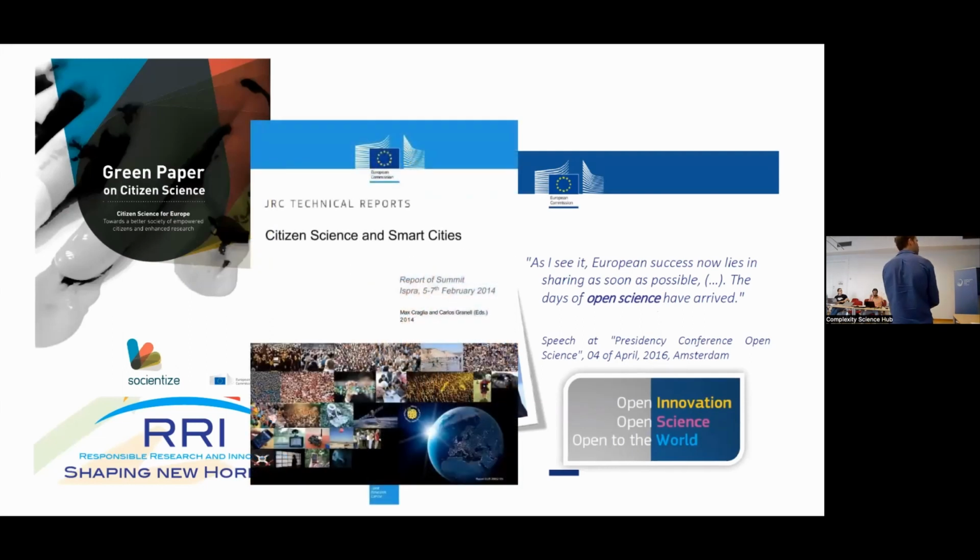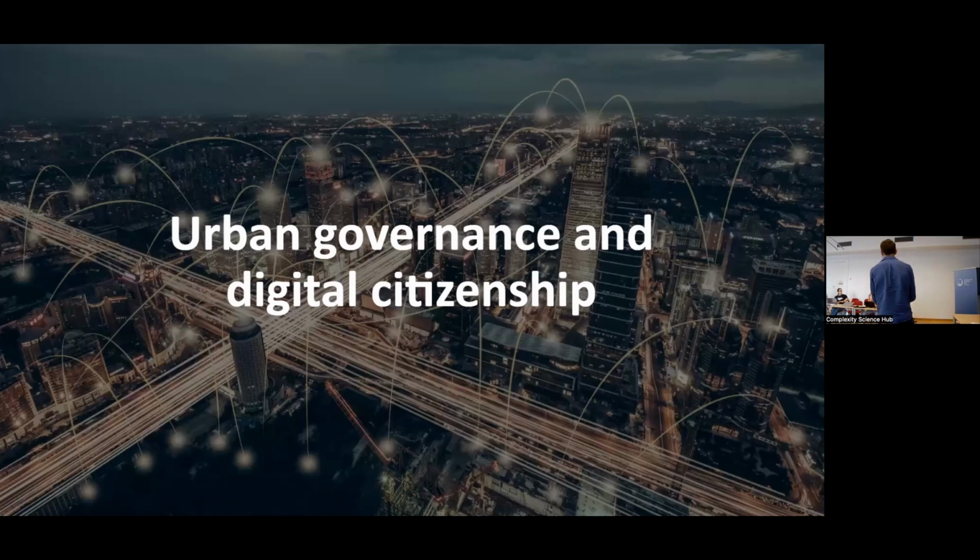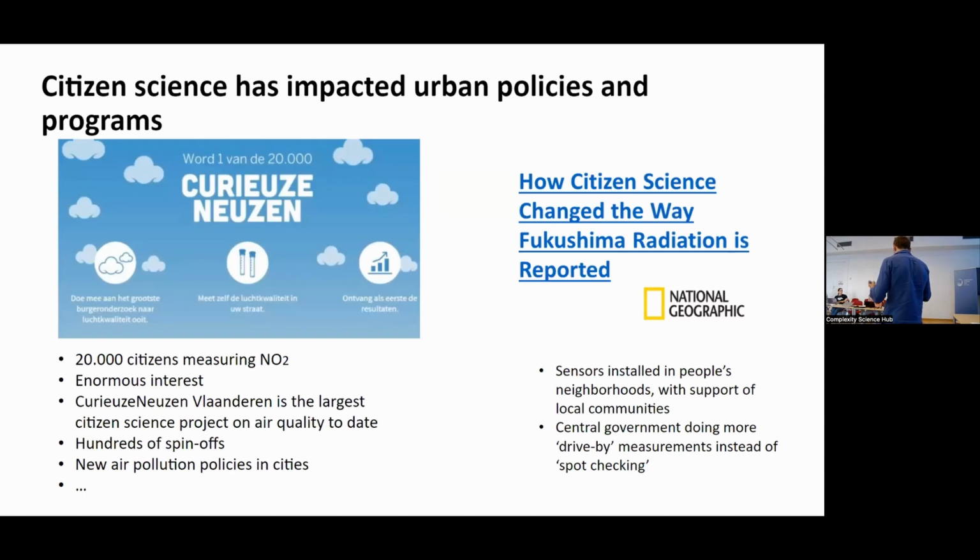But so the question is, what does this mean for urban governance and digital citizenship? I mean, coming back to the main theme of this workshop. So if we compare the two, and they are obviously not always easy to compare, but I think it's instructive to do this nonetheless, right? If you look at the Flemish Curious Noses project, with thousands of citizens measuring nitrogen dioxide, generating enormous interest, hundreds of spin-offs, leading to new air pollution policies in cities such as low emission zones, right?